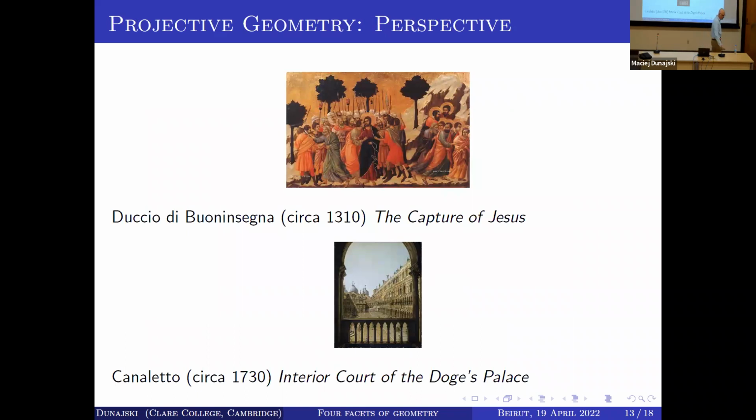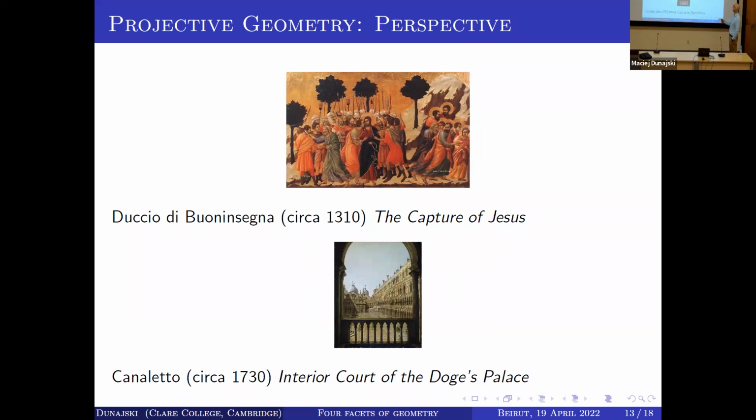And to finish off, let me explain the fourth facet, which is my favorite, which goes under the name of projective geometry, but it's for us, non-mathematicians, the geometry of perspective drawing. And I'd like to motivate this by comparing two pictures, one by a late medieval artist from Siena, where you see people and you see mountains and trees, and you see a tree.